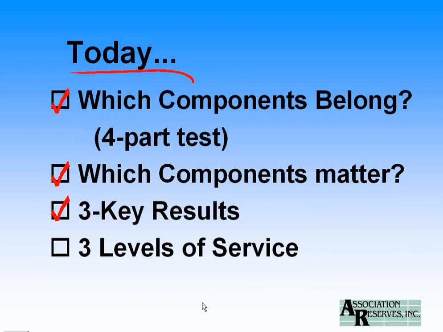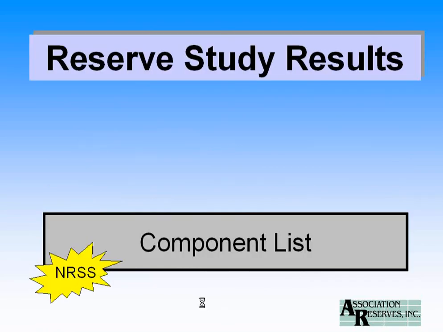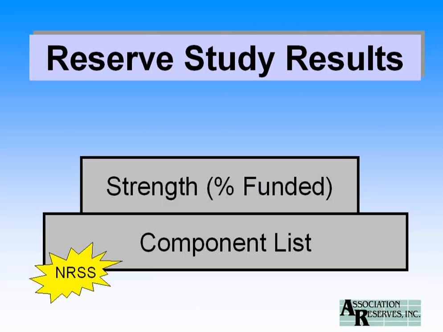So we'll get on to the reserve component list. The reserve component list is the first of 3 reserve study results. As I mentioned before, the reserve component list defines the scope and schedule of your reserve projects. The second reserve study result is a computation of the strength of the reserve fund. This computation answers the question if the association has enough reserves, and if not, what kind of trouble are they in? Reserve fund strength is typically reported in terms of percent funded.